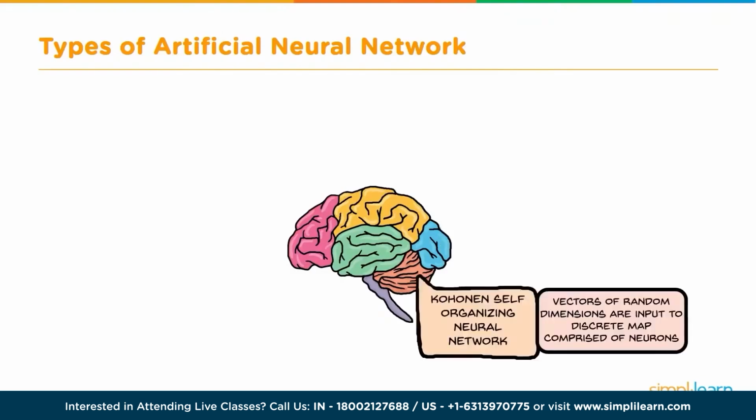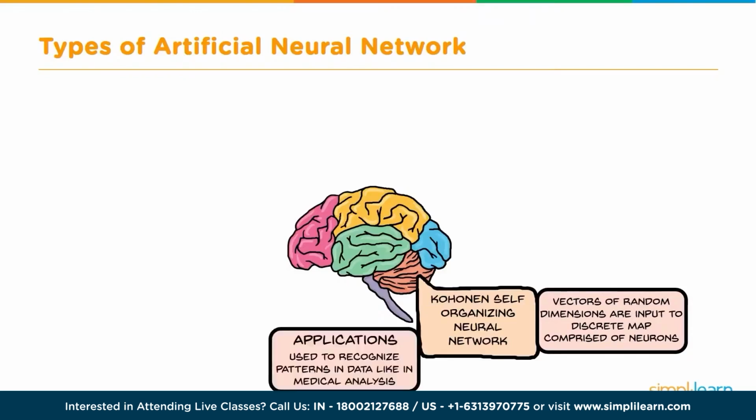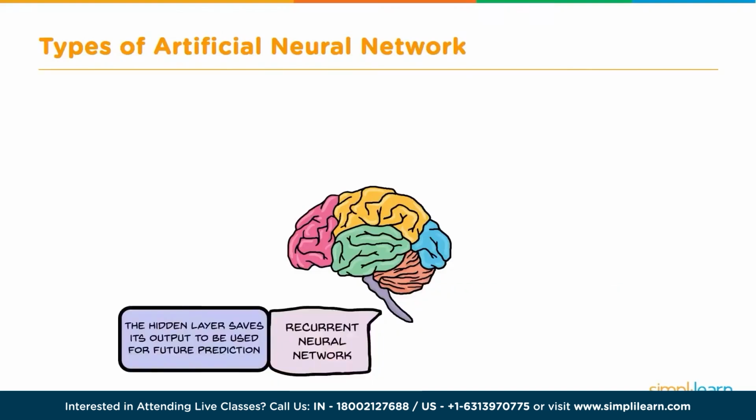Kohonen's self-organizing neural network. Vectors of random dimensions are input to a discrete map comprised of neurons. So they basically find a way to draw, and they say dimensions, or vectors, or planes, because they actually chop the data in 1 dimension, 2 dimension, 3 dimension, 4, 5, 6. They keep adding dimensions and finding ways to separate the data and connect different data pieces together. Applications: used to recognize patterns in data, like in medical analysis.